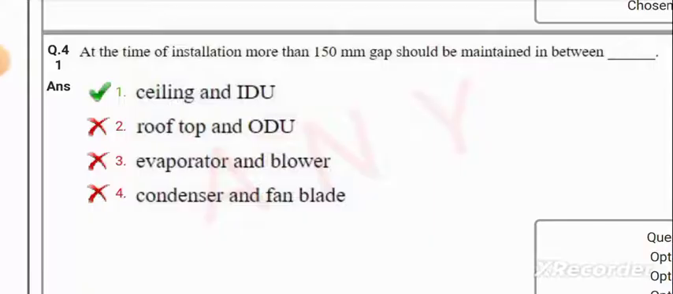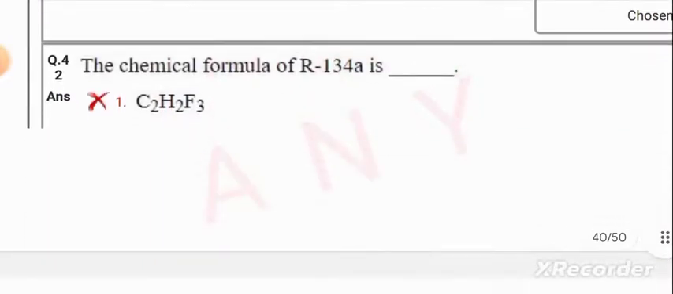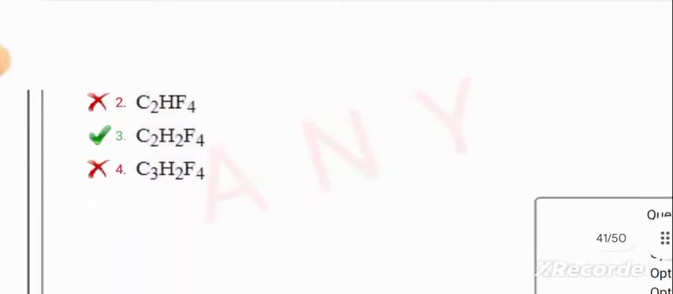At the time of installation, more than 150 mm gap should be maintained in between ceiling and indoor unit, ceiling and IDU. The chemical formula of R134a is C2H2F4.